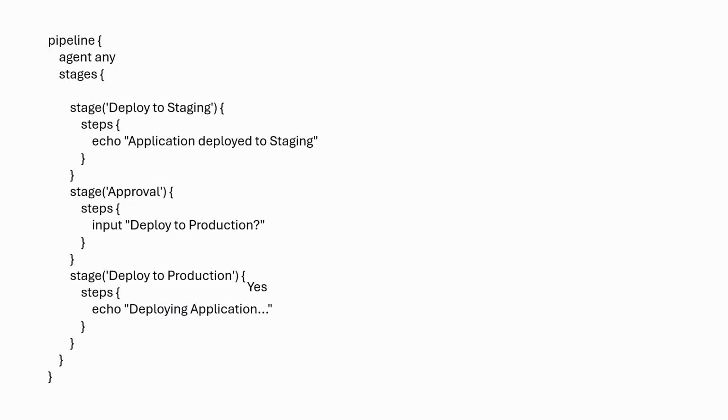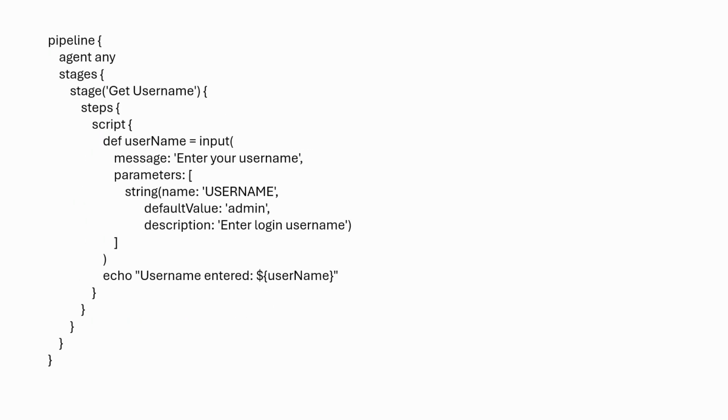The input step is not limited to approvals, it can also collect information from the user. So in this example, Jenkins pauses the pipeline and a dialog box appears asking the user to enter a username. Let's understand each statement. The script block allows us to write Groovy code. The variable username stores whatever the user types. The input step creates the dialog box.